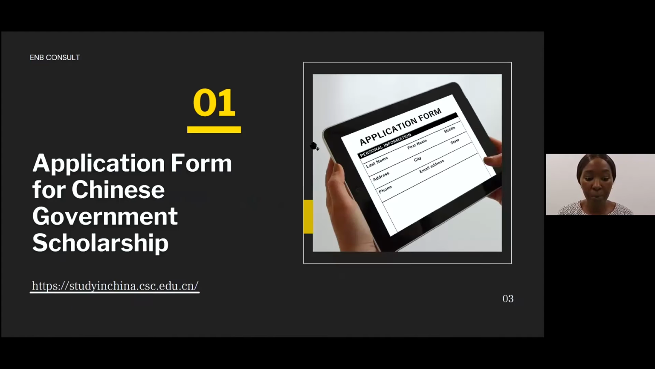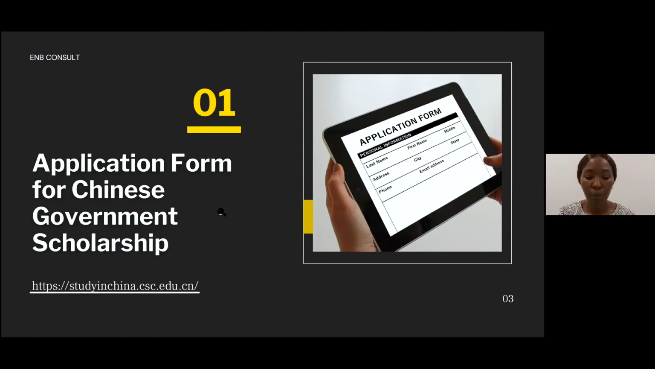You go to a website that is studyinchina.csc.edu.cn. It's on the screen, on the slide that I'm sharing right now. Here, you need to create an account. Before you create this account, you need to have an email address. You create the account and you go to a page where you're able to launch your application. And this is where you're going to fill the application form. So the first document you will need is your application form, and this application form is going to be found on the website that is shown on the screen.